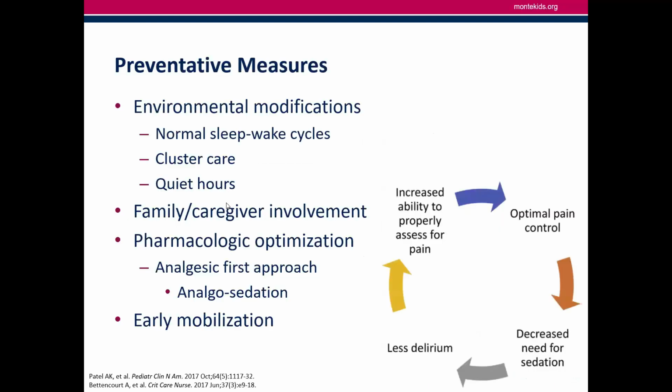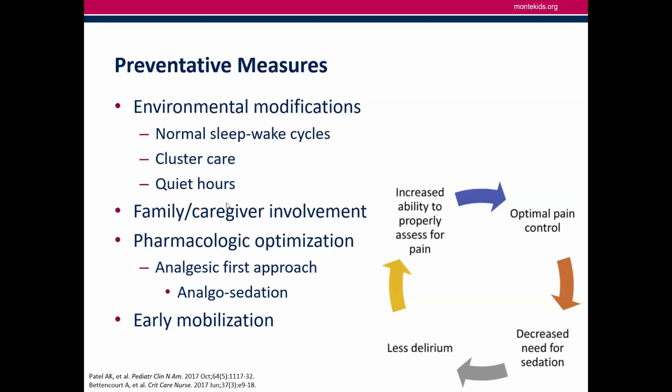Some preventative measures that we can take to make sure delirium does not develop in these patients, or to minimize their risk for developing delirium, include having a lot of some of these environmental modifications. So making sure their sleep-wake cycles are normalized. Are the lights on during the day and are they off during the night? Are we minimizing the number of times we go into the room at night? Are there quiet hours at night? That will basically help them reverse or fix their sleep-wake cycles if they are abnormal.